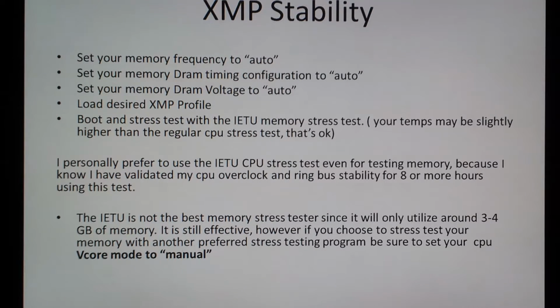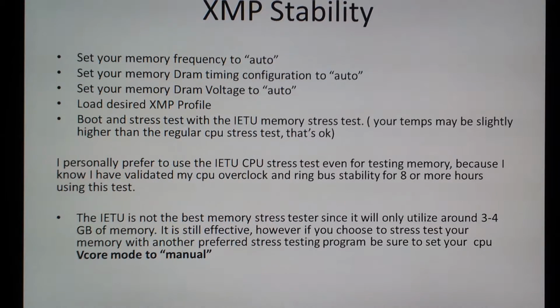However, the Intel Extreme Tuning Utility is not the best stress testing program. There's no way for it to actually utilize more system memory. In my case, I have a total of 16 gigabytes of usable system memory. It will only use about 4 gigabytes. So some programs such as Prime95 allow you to allocate more memory to the stress test, same with OCCT.